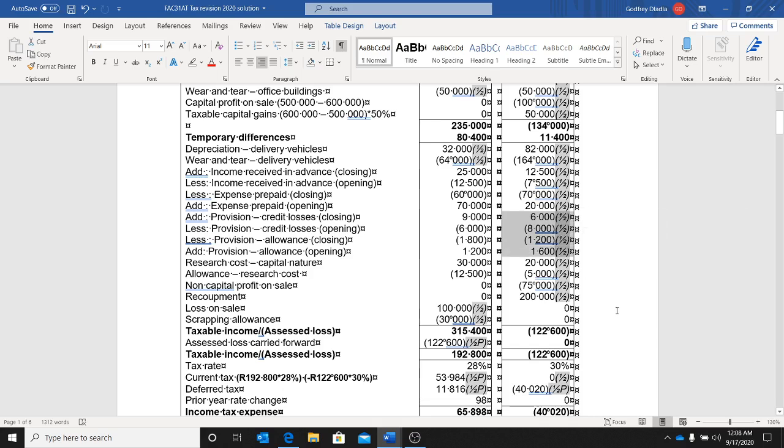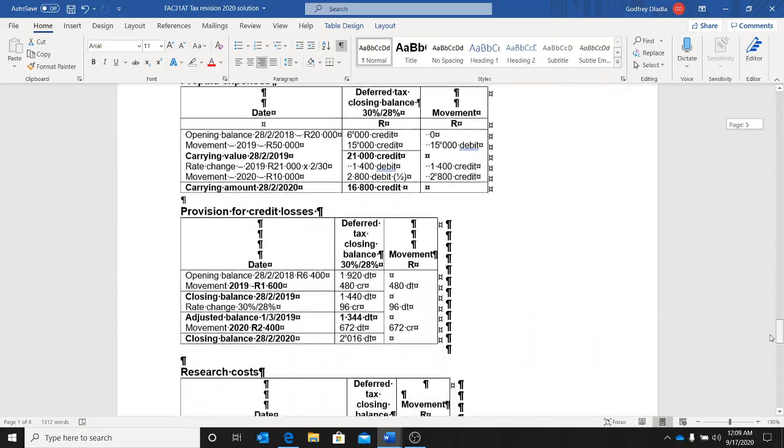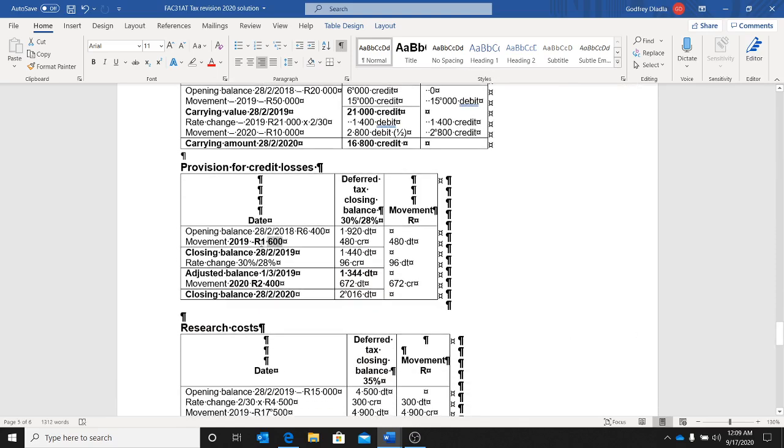Now look at this part here. This 6,000 minus 8,000 minus 1.2 plus 1.6 gives you a minus 1,600. Right, that gives you a minus 1,600, which is here. There it is. If you multiply, and if it's a minus, it's taxable. Taxable means equals liability. If you multiply it by 30%, it gives you 480. Here's the 480.